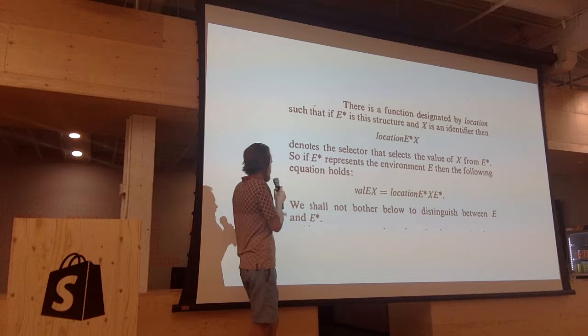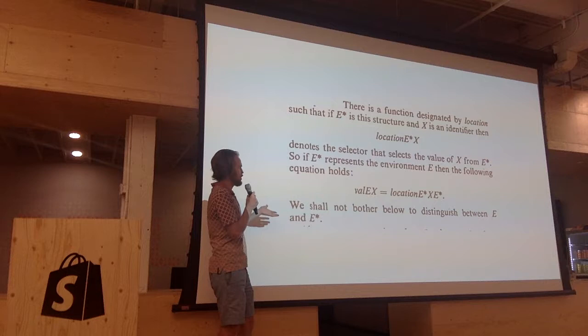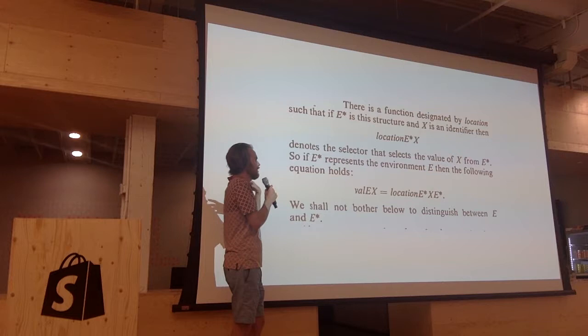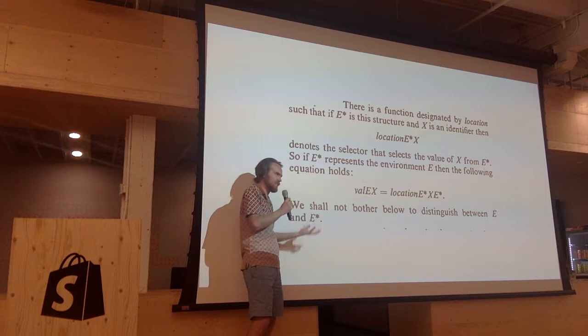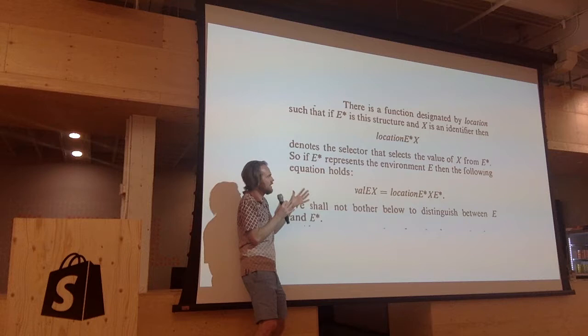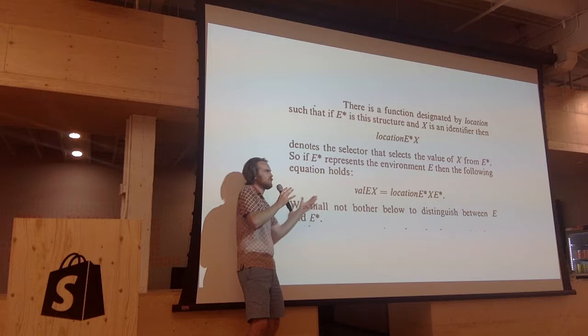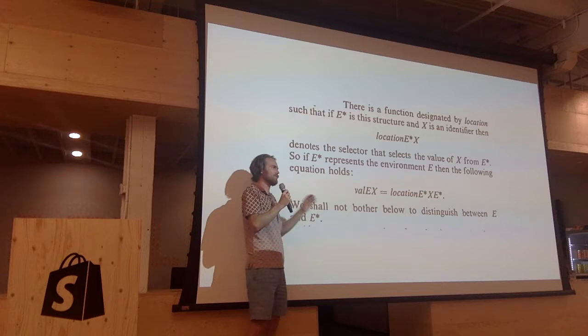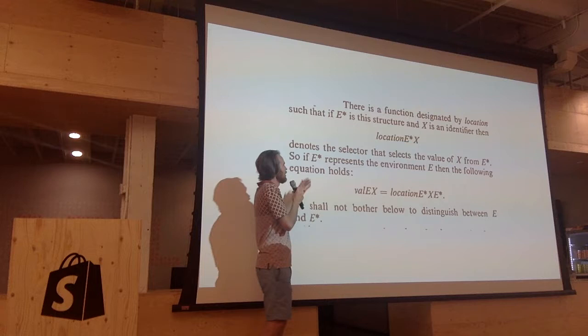Another weird thing is that he says, after all this, we shall not bother below to distinguish between E and E star. I think what's going on there is that he's using E star to talk about the data structure specifically in memory that represents the environment, and E is the abstract environment. So it kind of feels like he's switching worlds whenever he wants. It's a little bit hard to keep track of, but he says at the beginning of the paper that it's a sketch, he's keeping things loose. So it's definitely forgivable, but it's a little bit hard to know sometimes what's going on.